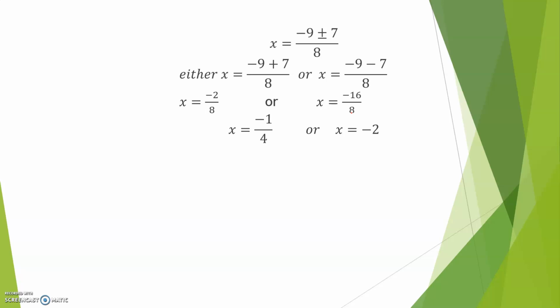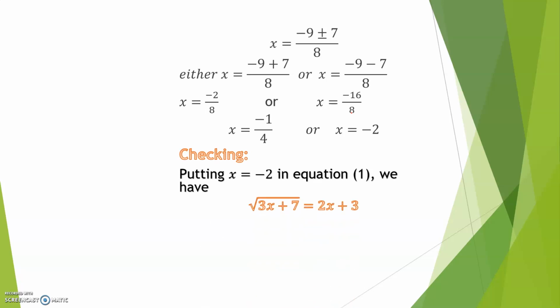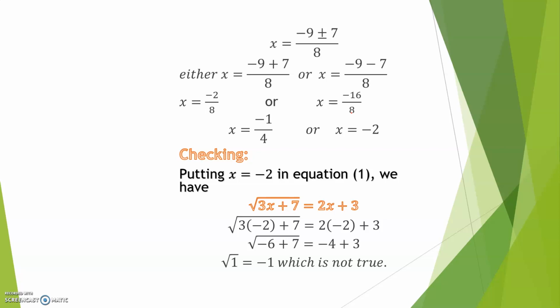Now we have to check whether there is any extraneous root. So by putting x is equal to minus 2 in the equation 1, that is square root of 3x plus 7 is equal to 2x plus 3. Here in this equation we will put the value of x and get square root of 3 into minus 2 plus 7 is equal to 2 into minus 2 plus 3. After simplification we will get square root of minus 6 plus 7 is equal to minus 4 plus 3. Again simplifying and get square root of 1 is equal to minus 1.